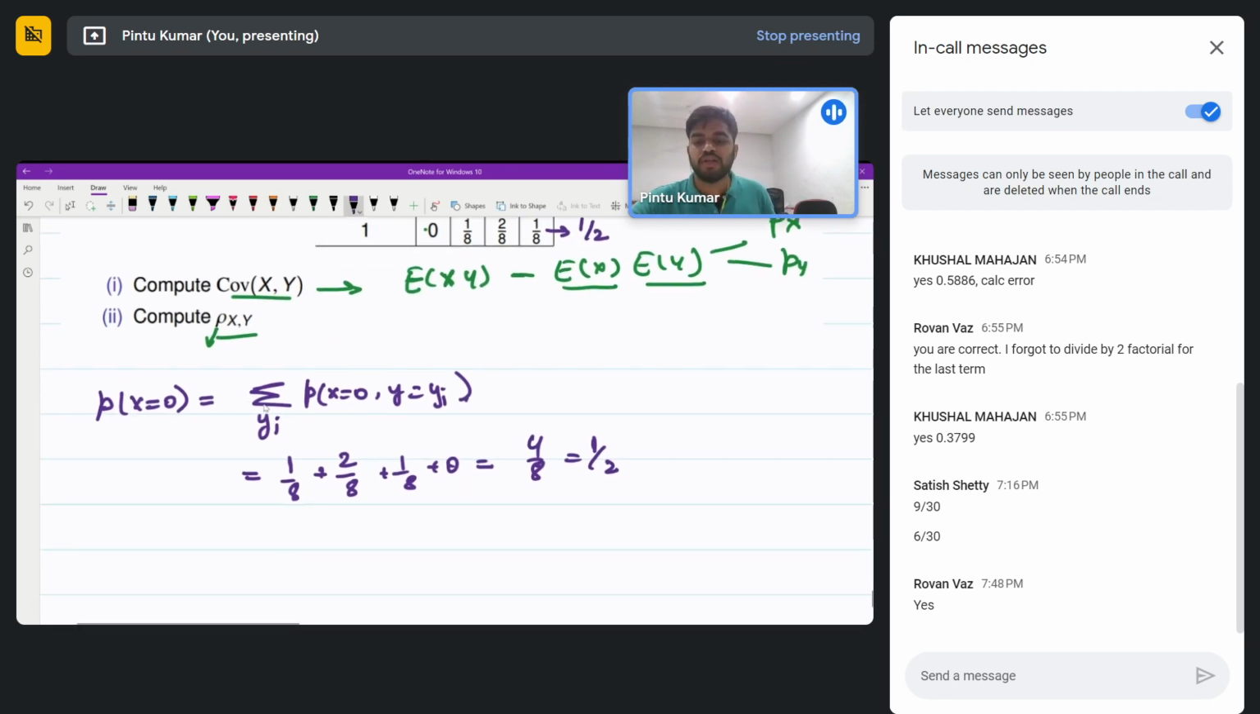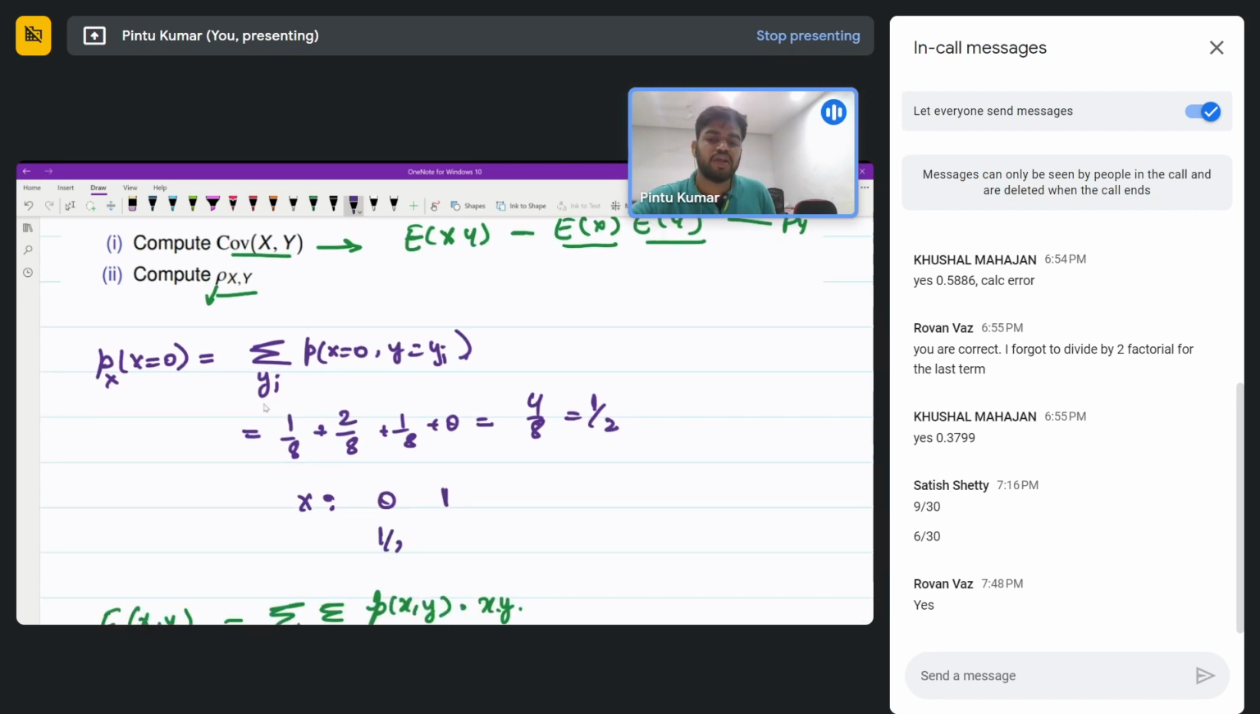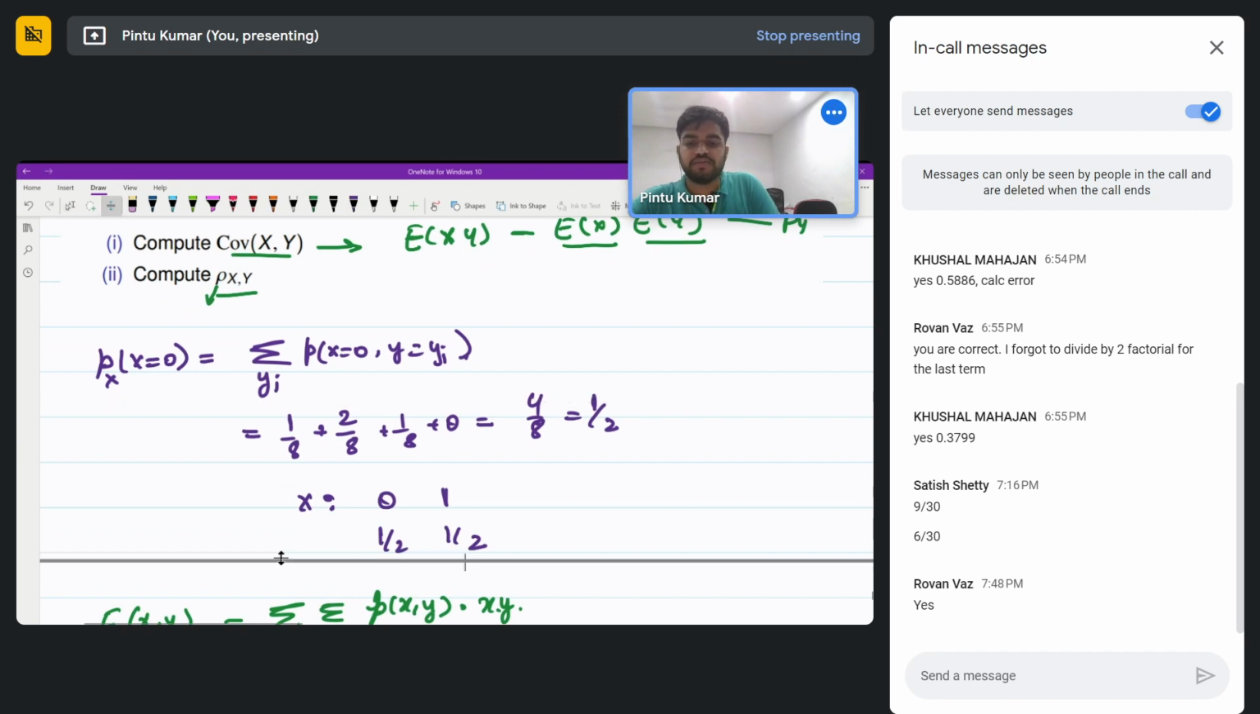So the marginal distribution for x looks like this: x can take two values, 0 and 1, with probability half and half. Okay. So what is the expectation of x?